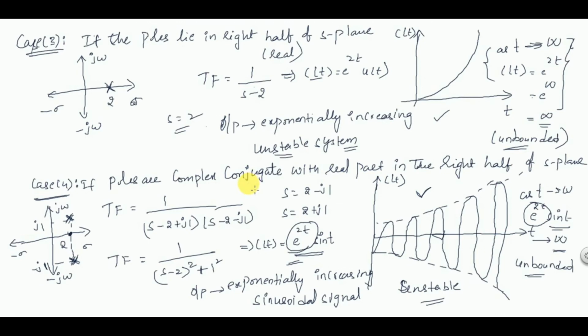So in the previous 4 cases, the first 2 cases have poles in the left half of S-plane, and the second 2 cases have poles in the right half of S-plane. Now we'll see 2 more cases for poles lying on the imaginary axis. Case 5 is non-repeated poles on the imaginary axis.